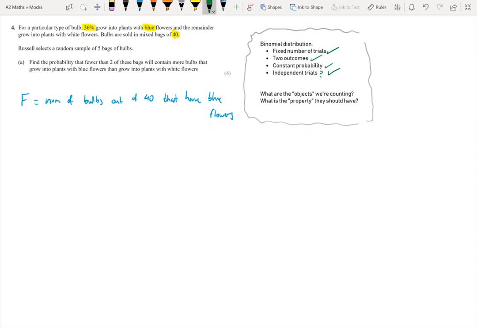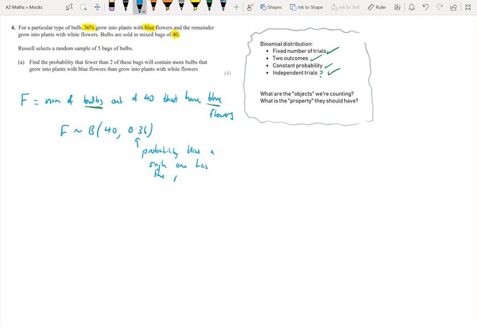Okay. Now underneath I said these 2 questions to prompt your thinking. What are the objects we're counting? Well, here we're counting bulbs. What's the property, what's the characteristic they should have? Well, that's whether they are blue or not. Okay, and thinking about those points is really crucial when you write down the fact that F is modelled by a binomial distribution based on N, which is 40 objects, 40 bulbs, and 0.36 is the probability that any single one has the property.